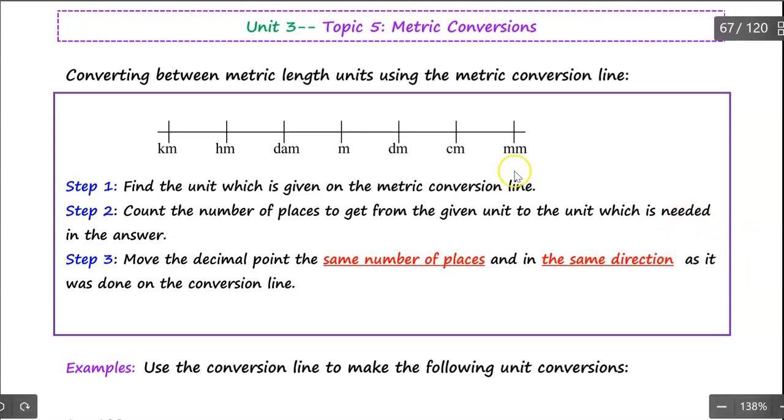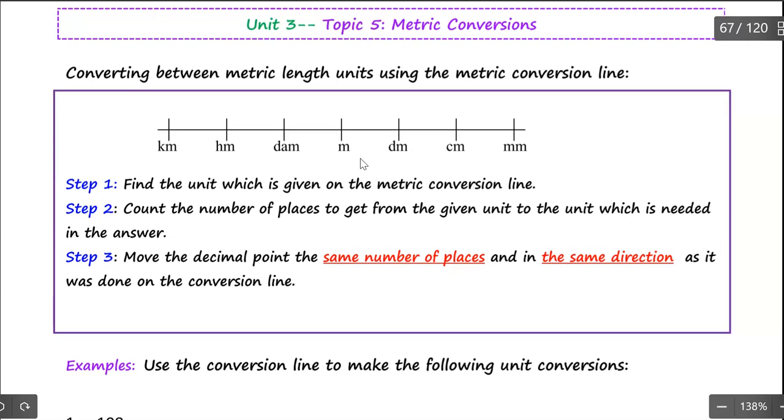In metric conversion, we are going to base on this metric conversion line. Notice that on this metric conversion line, the unit that we are going to use to measure length is meter. Meter is represented by the small letter m. So this one right here, I will write it here for everyone, is called meter. Notice that to the right of this meter, the numbers or the quantity will get smaller. To the left of this meter, notice the number and the quantity will get bigger.